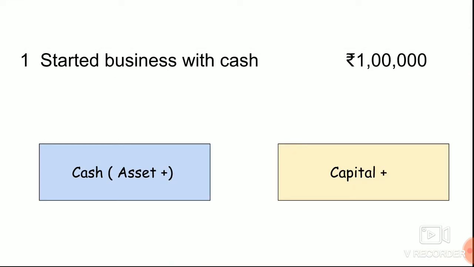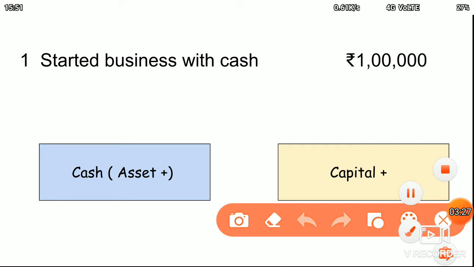Now the first transaction says started business with cash. Now the owner is bringing in cash for the business, and while recording it, we always have to see from the business point of view. So when we see this from the business point of view, we can see that the business is receiving cash. On the other hand, the business also has to record capital, because capital is the representation of the owner's account.